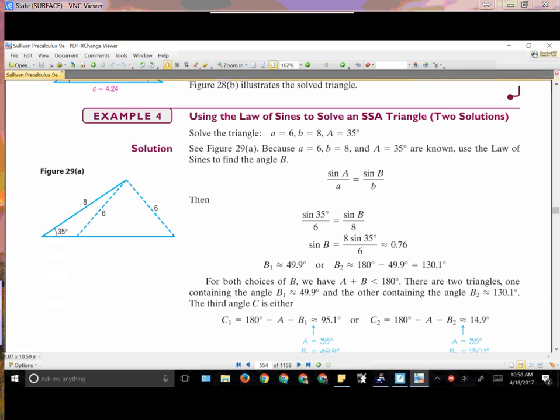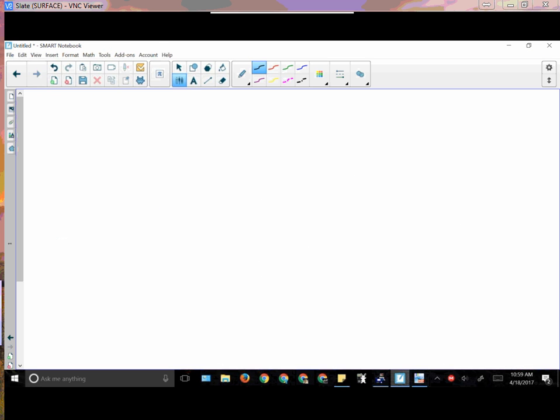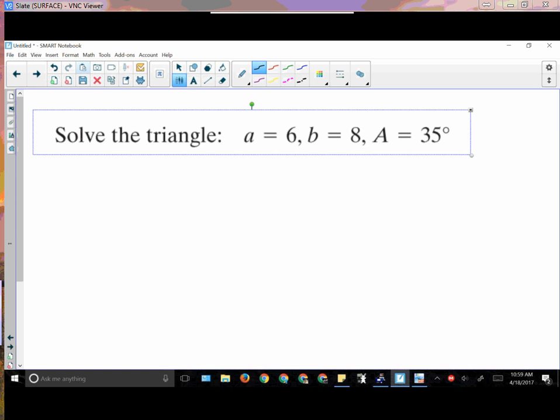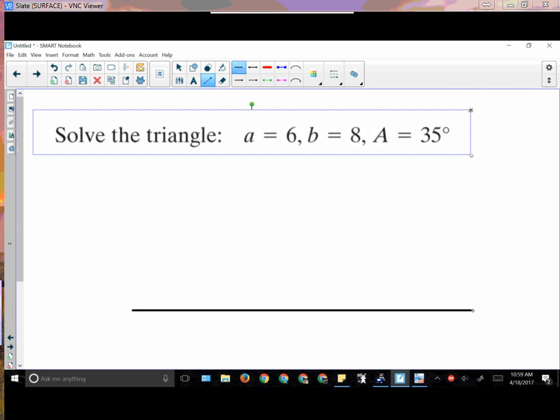Okay. Now, there is a possibility that you will have to use 2 of these. So let's take a look at this triangle here. So I want to solve this triangle here. So, is A larger than B? No. So in this particular instance, we are going to have to consider that there are going to be more than one triangle.